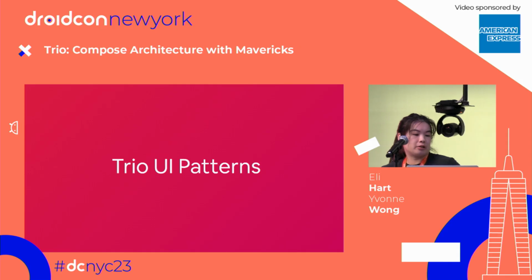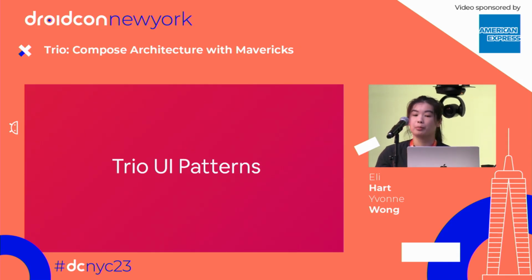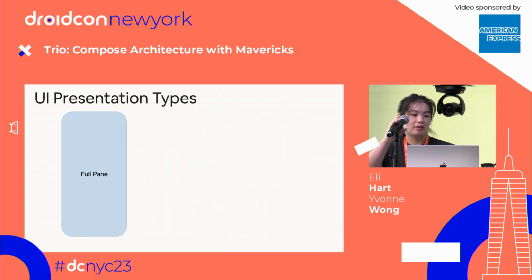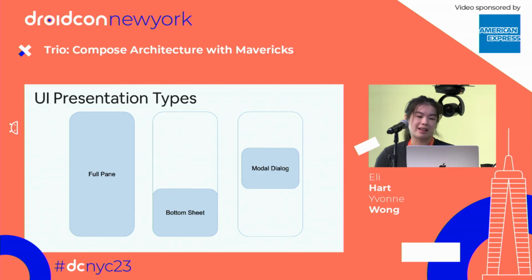Thanks, Eli. Now I'll go over a series of UI patterns that Trio provides to accelerate developer productivity. First, we've added a mechanism to our navigation called UI presentation types. Each Trio's UI class supports at least one presentation type and is enforced at compile time. UI presentation types map to various ways a screen can be presented from a navigation router, such as a full pane or a bottom sheet.